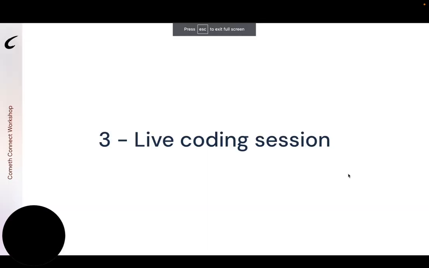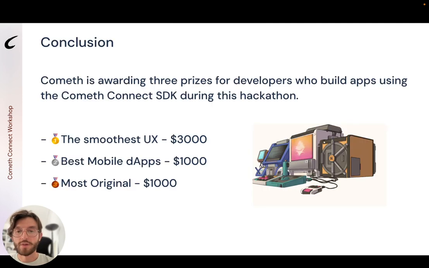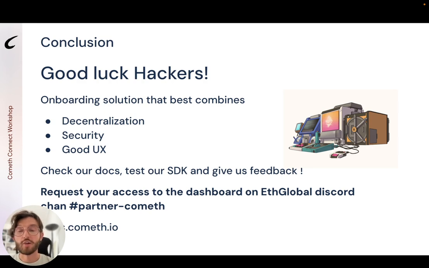Now, going back to the demo, for sure, we have the conclusion here. In the conclusion, in terms of prizes for the hackathon, there's a prize for the smoothest UX, which is the first prize. The second prize will be for the best mobile app, and the third one will be for the most original use case.